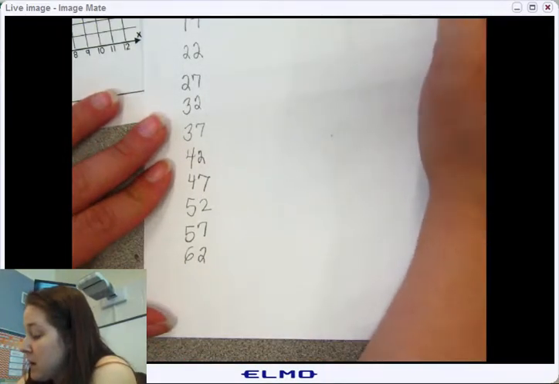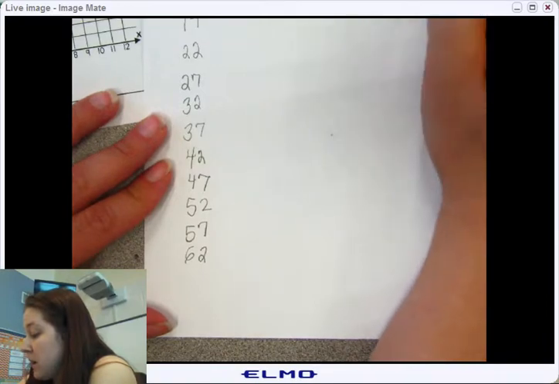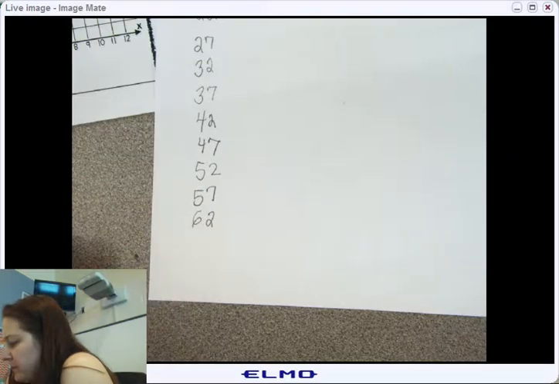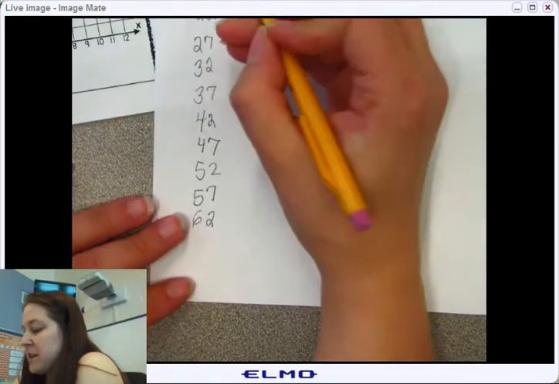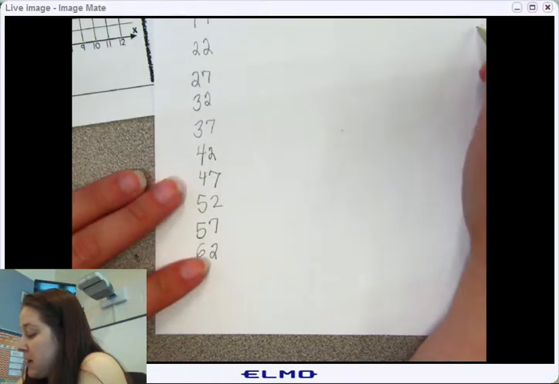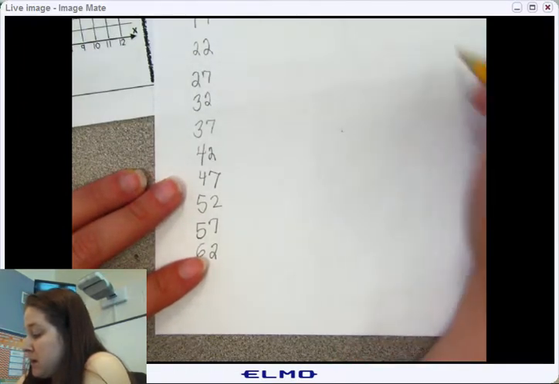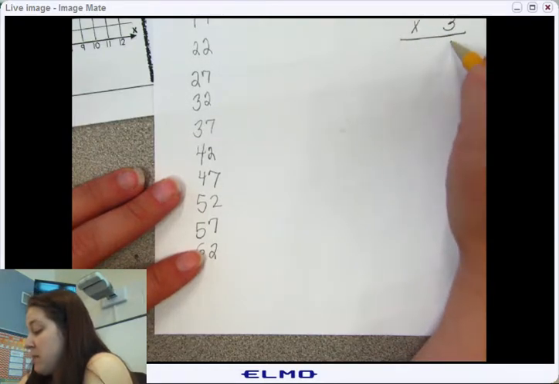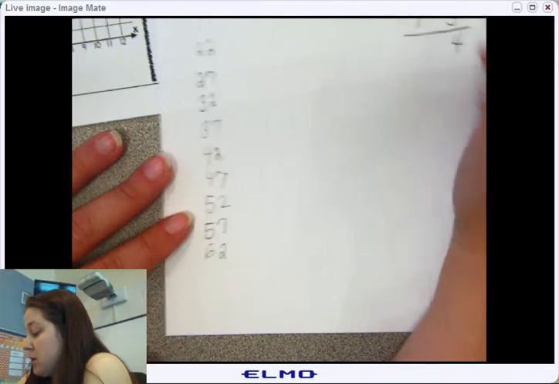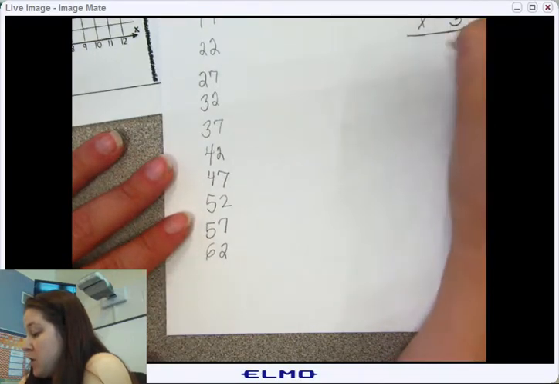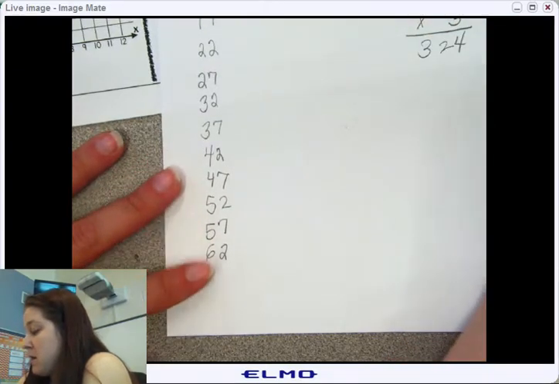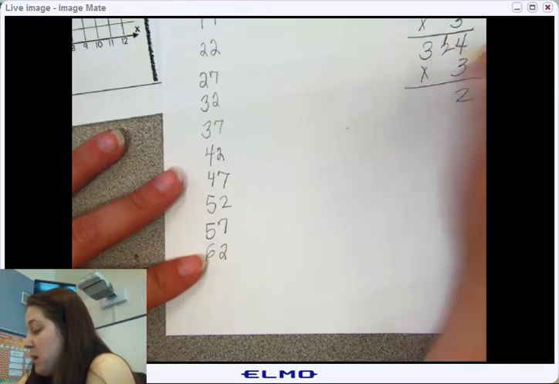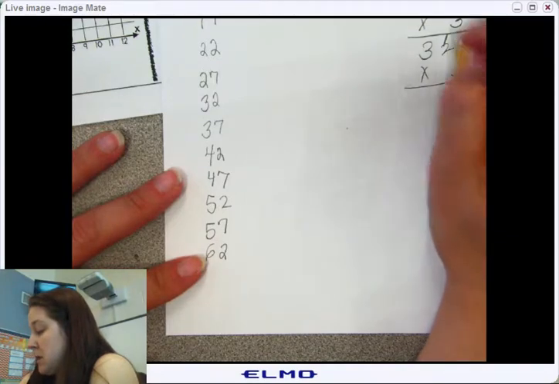36 times 3. 18, carry your 1, 3, 9, 10, 108. Let's see if we can go. We can't go to 108. It's got to end in either a 2 or a 7. So let's take 108 times 3, which equals 324. It doesn't end in that. 2, 3 times 3, 12. Carry your 1, 6, 7.